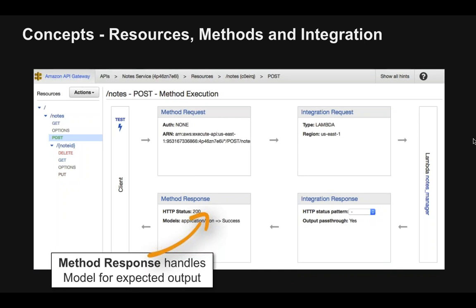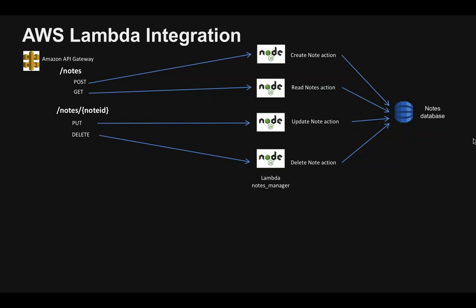Now, let's dive a little bit deeper. Let's have a look at how that would work with the Lambda Notes Manager there. So we've got the notes post integrated with a Lambda function that creates a note. We've got the /notes_get integrated with a Lambda function that reads all the notes from the database. And we've got a put, which does an update, and a delete, which does a deletion on an individual note. So we've defined individual microservices in Lambda to handle those particular requests. And we're going to go through that in a little bit more detail.